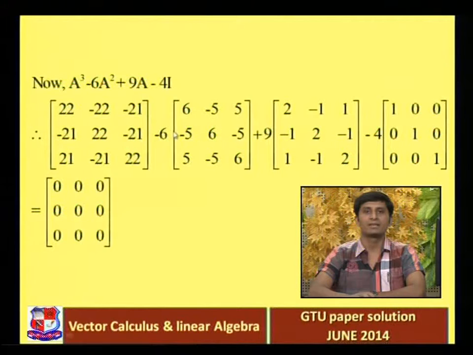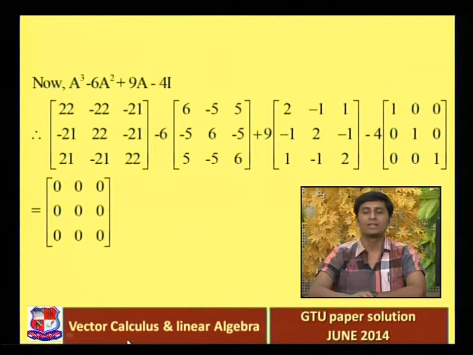22 minus 36, then plus 18, so 22 plus 18, that is 40, and this is minus 36 minus 4, so again 40, so 40 minus 40 you will get 0. Okay, similarly you can check one by one each and every element, then addition of these matrices, finally you will get the 0 matrix. So the Cayley-Hamilton theorem is definitely satisfied for this particular example.